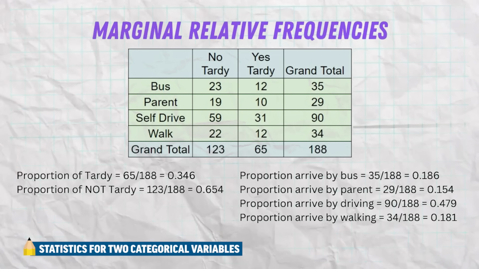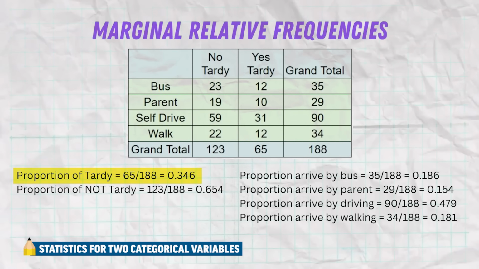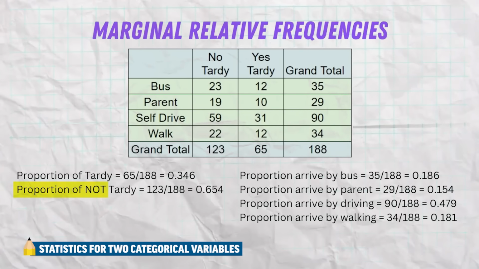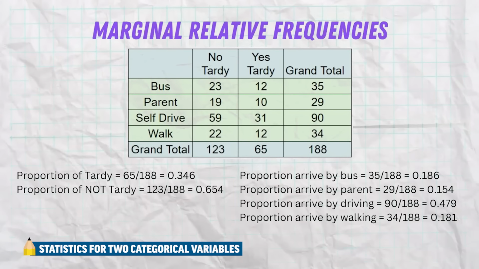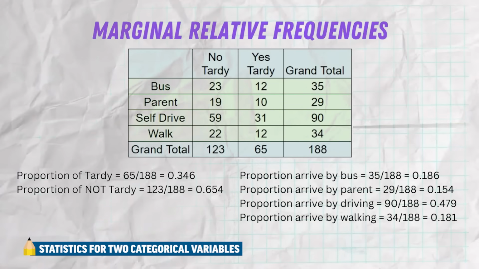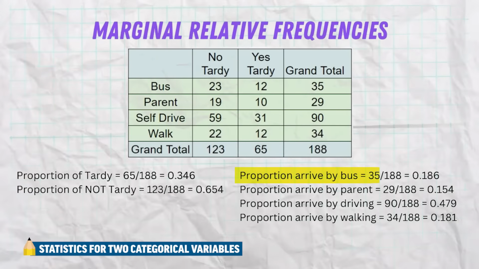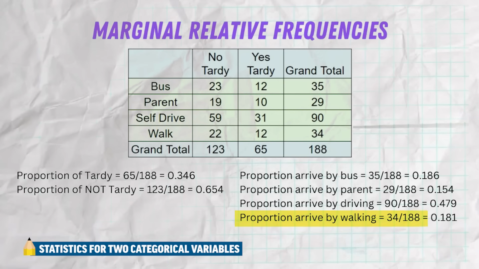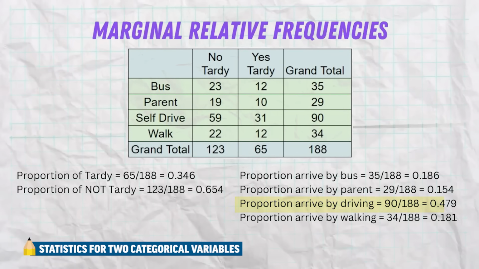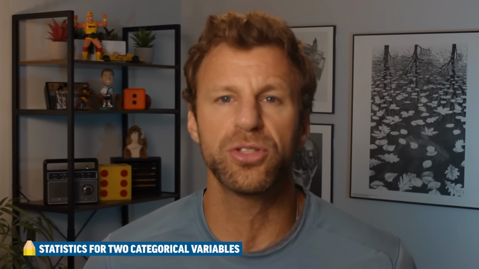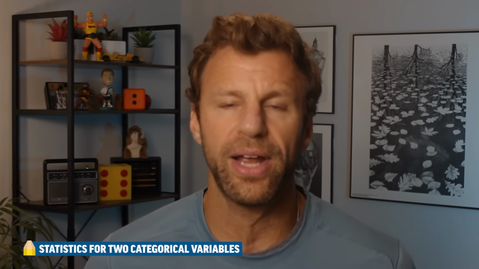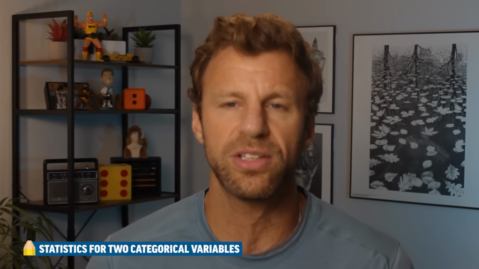We can either look at the proportion of all the kids that were tardy at least once that week, or the proportion of kids that were not tardy at least once that week. We could also look at the margins for the different types of transportation, like the proportion of kids that rode the bus, the proportion of kids that walk to school, the proportion of kids that drive themselves to school, or the proportion of kids that get a ride from their parent to school. But again, we calculate these values from the totals by dividing by the grand total, hence the marginal relative distributions.